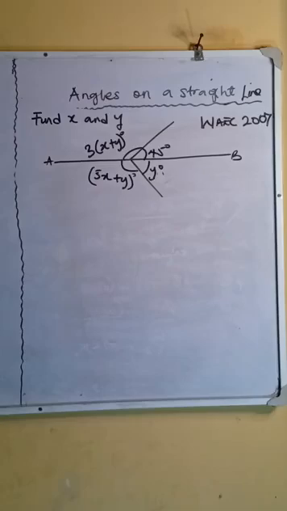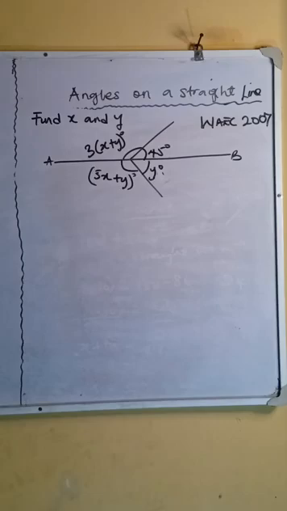So today, we'll also consider this question, and this is a past question from West African Examination Council. And you remember that we are on angles on a straight line. So what if you come across this kind of question? When you come across this kind of question, first of all, remember to identify your straight line. Now in this particular question, the line segment AB is the only straight line there.